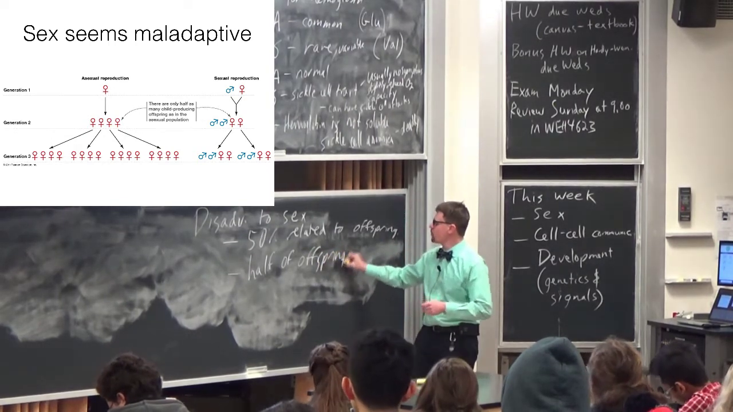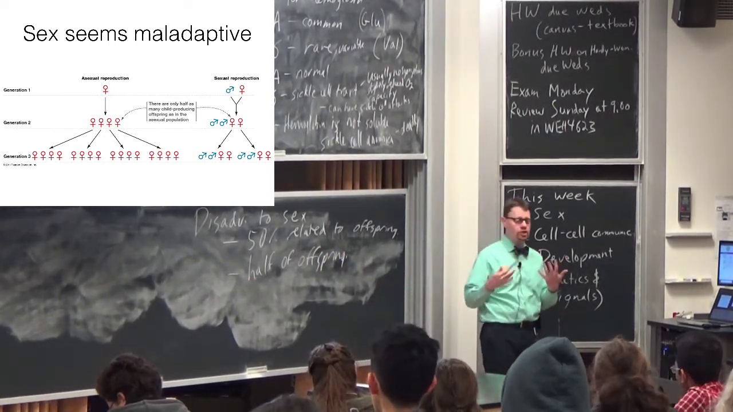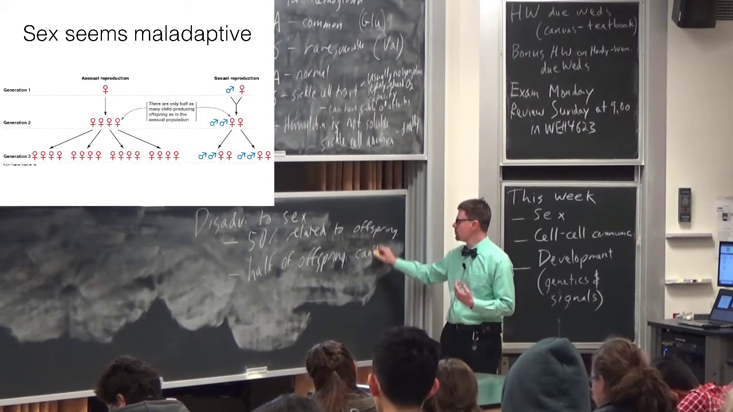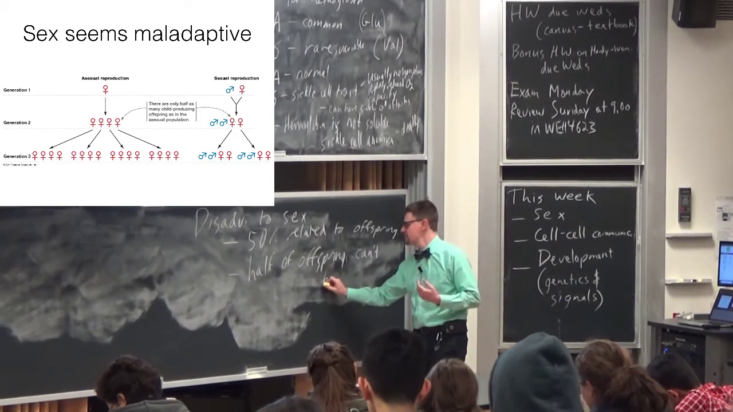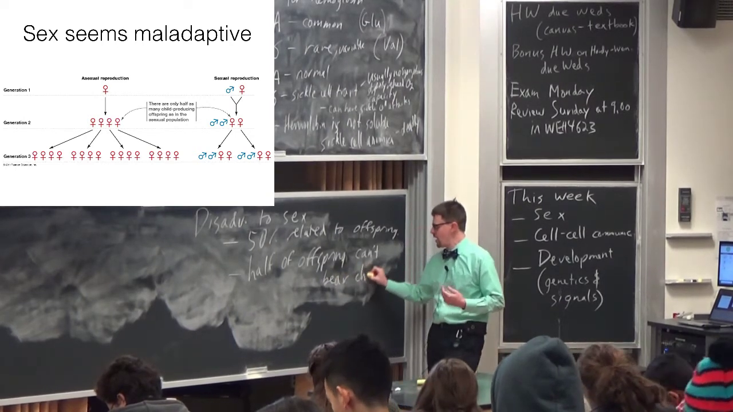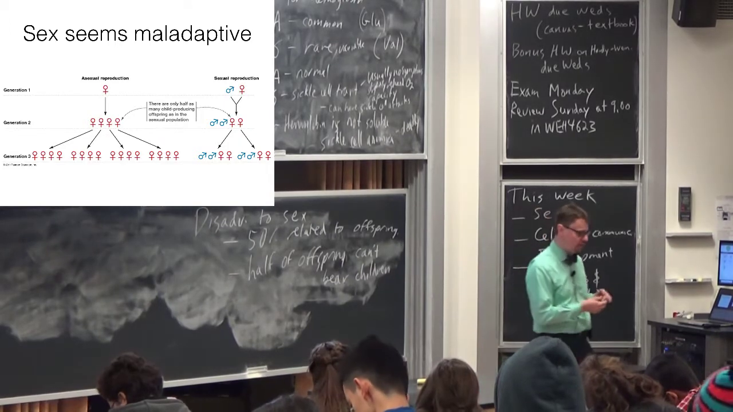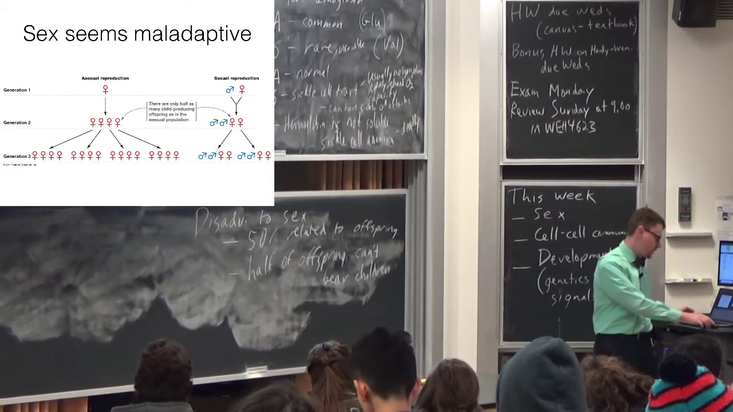So in other words, the females are the only ones bearing children, and so half of the offspring in a sexually reproducing situation can't bear children themselves. They can still contribute genetic information if they find a partner, but they can't bear children by themselves.